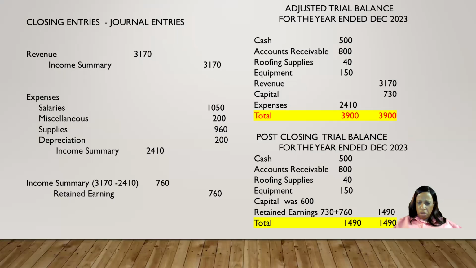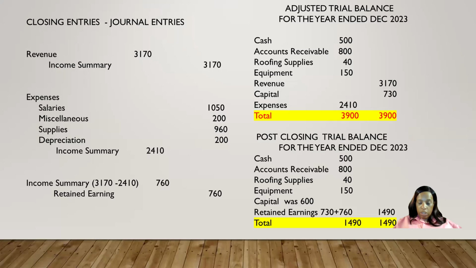And then the totals also change, right? Look at your totals for your first adjusted trial balance. Look at your totals for the new post-closing trial balance. I want you to start looking at this. What are the temporary accounts? What are the permanent? The temporary accounts are revenues and expenses.